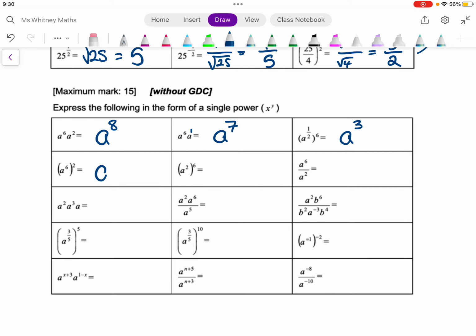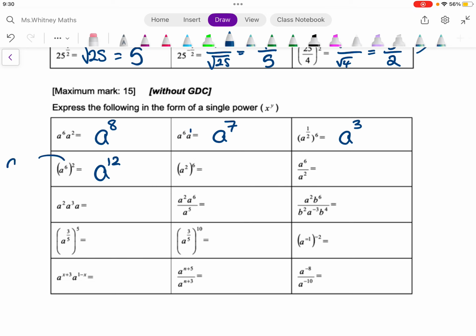Next one down here is a to the 12, because when it's in brackets, we can multiply the powers. Or we can assume, this is the same as a to the 6 times a to the 6. So adding them still gives us 12. But we might have a larger power, so it's much easier to use the brackets and just multiply them together. This one is also a to the 12. If we're dividing, we subtract a to the 4.